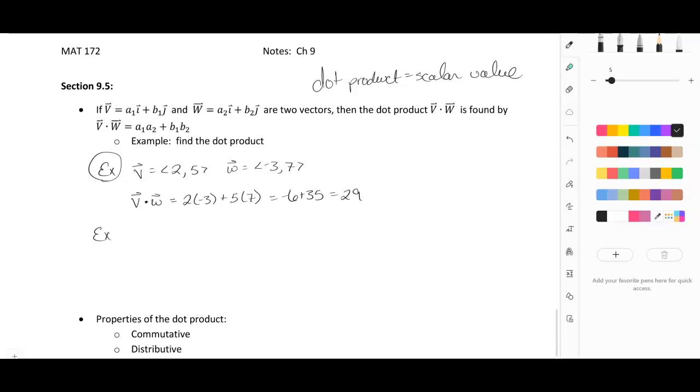Let's do another one. Let's say that v is equal to -1, 3, and w is equal to 2, -4. Then v dotted with w would be -1 times 2 plus 3 times -4. So -2 minus 12 would be -14. Okay, again, we get just a number.